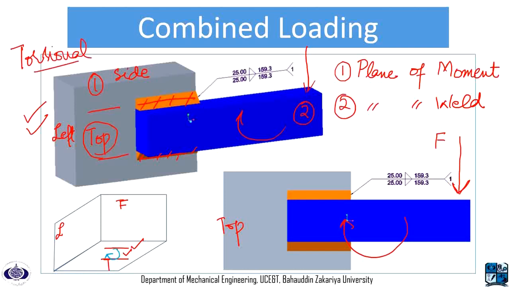So if the plane of the moment as well as the plane of the weld are both the same, then we can say that it is a type of torsional load.